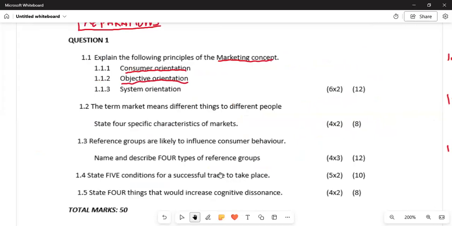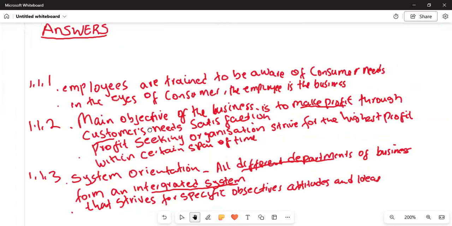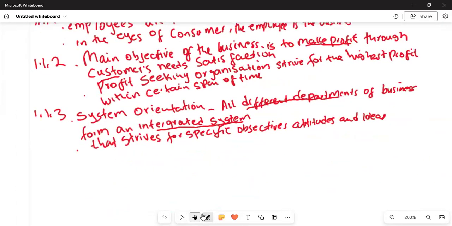1.2. Now we come to 1.2, which says the term market means different things to different people. So now they are saying state specific characteristics of markets. We want the characteristics of market. So that is 1.2, characteristics of markets.